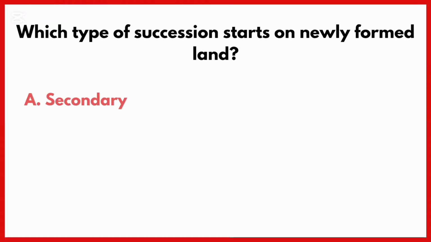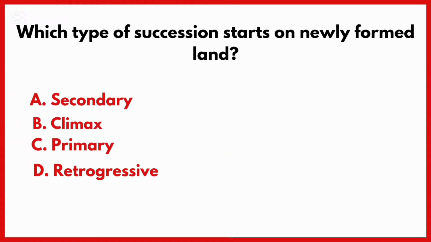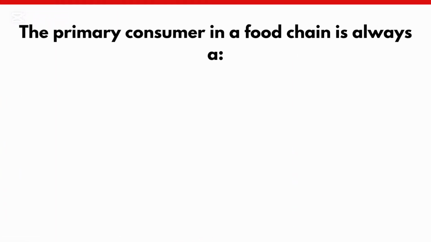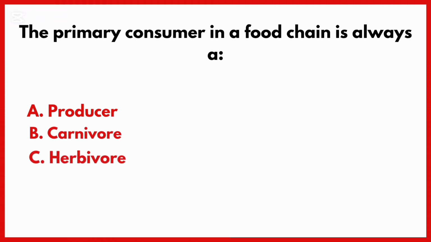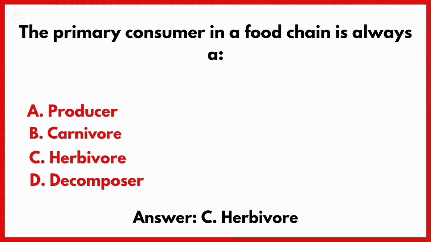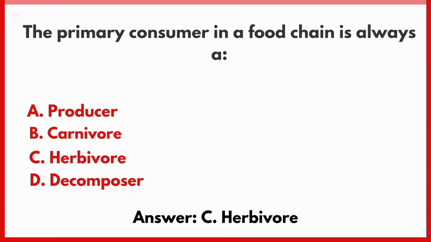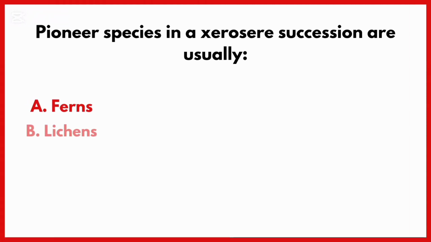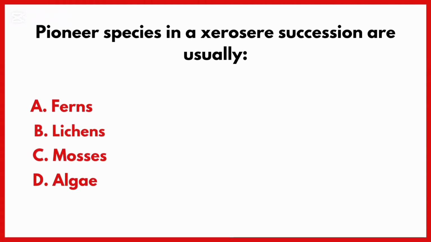Which type of succession starts on newly formed land? Correct answer is option C. Primary type of succession starts on newly formed land. The primary consumer in a food chain is always. Correct answer is option C. Herbivore is the primary consumer in a food chain. Pioneer species in a xerarch succession are usually. Correct answer is option B. Lichen.